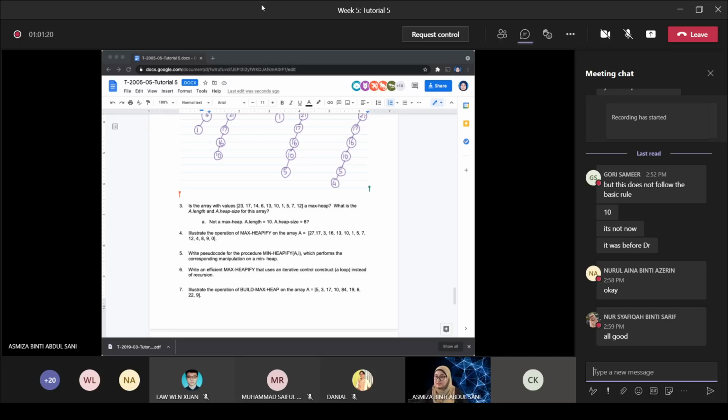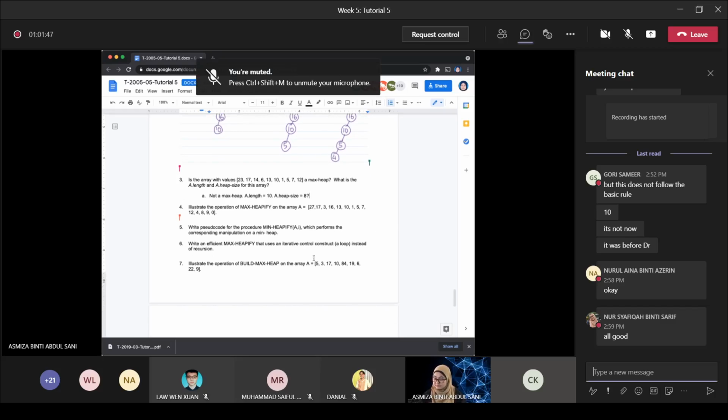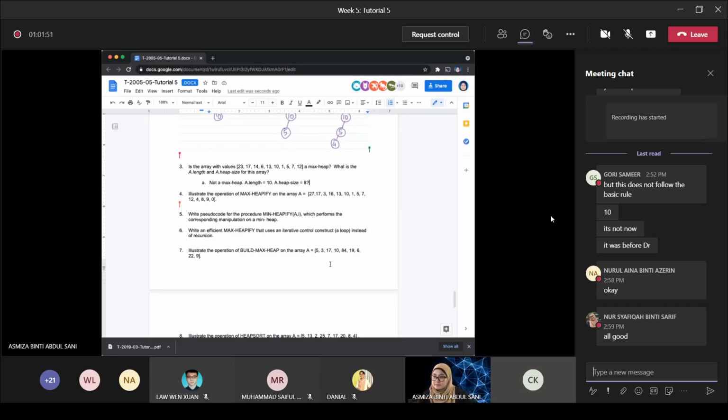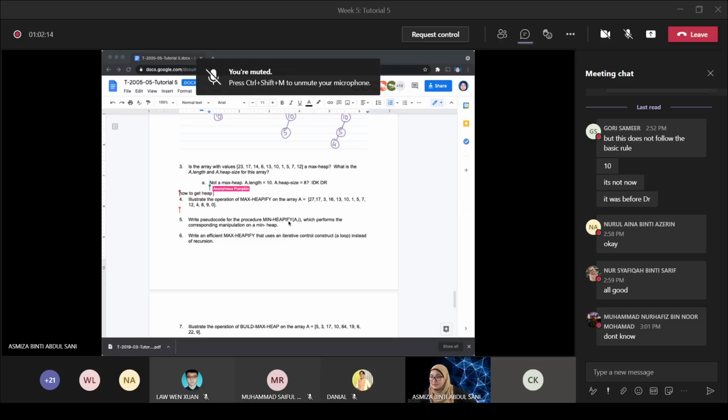Anybody do not know how to get this answer? What is A.length? A.length is the size of the array. So in this case, the size of the array is 10. But A.heap-size is 8. Do you know how you get the 8? Anybody don't know how to get the 8? If you don't know, please answer me quickly, then we are not going to waste any time. How to get heap size?